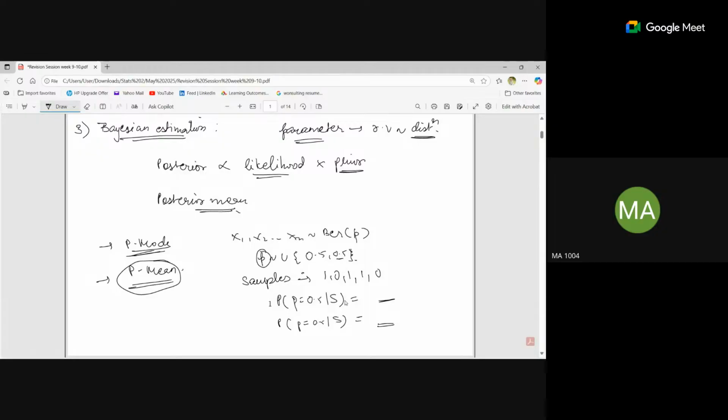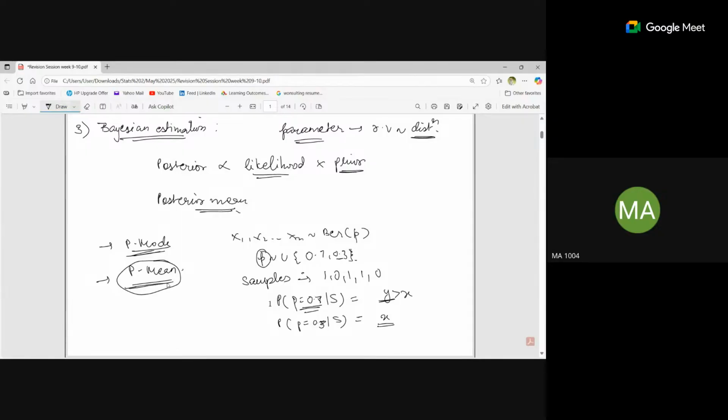Okay, let's change these values. This should be, let's suppose, 0.7 and 0.3. So you will be getting some value here and some value here. Now you will check for which probability the value is greater. If this value is greater, we say that p equals 0.7. So this is how we do the posterior mode. With the help of the posterior mode, we are estimating the value of the parameter.